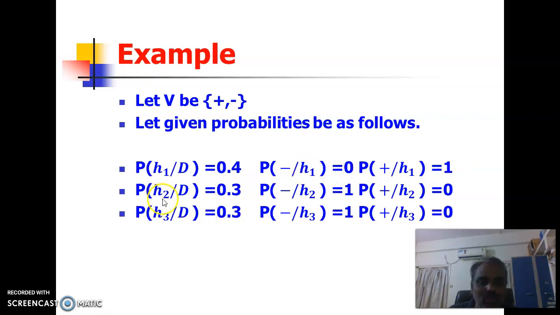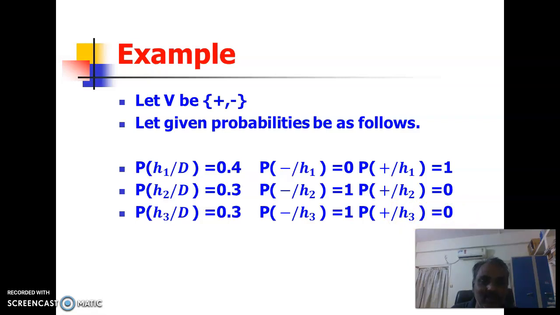P of H2 given D is equal to 0.3. P of negative classification given H2 is equal to 1, and P of plus given H2 is equal to 0. P of H3 given D is equal to 0.3. P of negative classification given H3 is equal to 1, then P of positive classification given H3 is equal to 0.